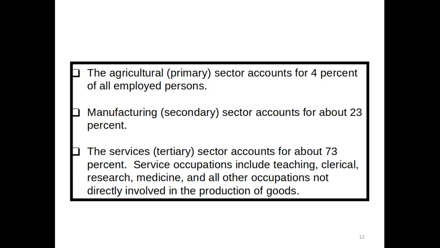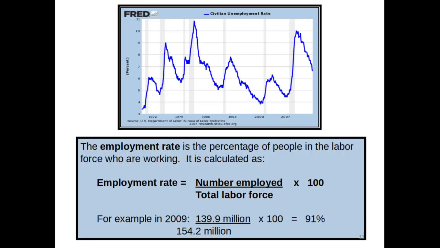So when we look at our economy, and we've talked about this before, the agriculture sector, our primary sector, is very small. Then we've got our manufacturing sector, and then most of our economy is the service sector, our tertiary sector. Service occupations like teaching, doctors, medicine, research, all those things. They're not directly involved with production of goods, but it makes up quite a bit of our economy.